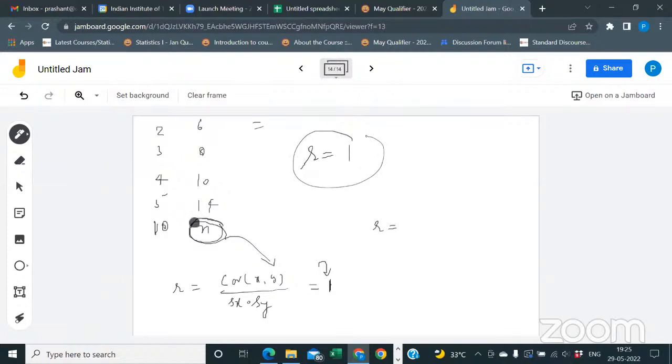For any value of n, can we do it like this? See, r equal to 1 will happen if there is a linear relationship between these two variables. Can we find a linear relationship between these two? No, we cannot.